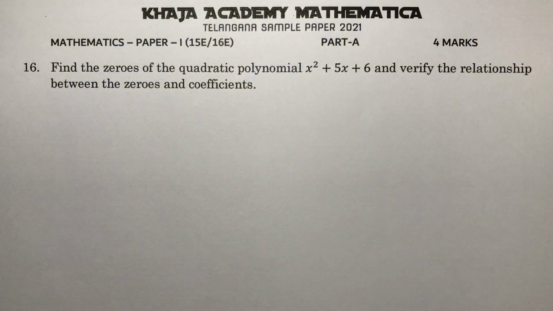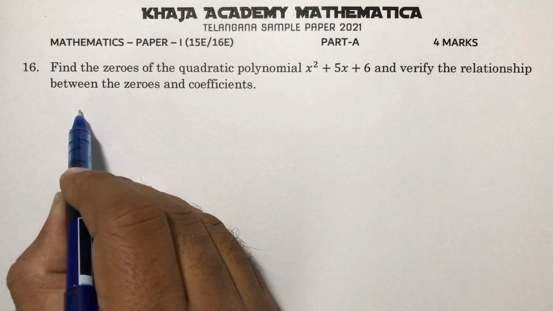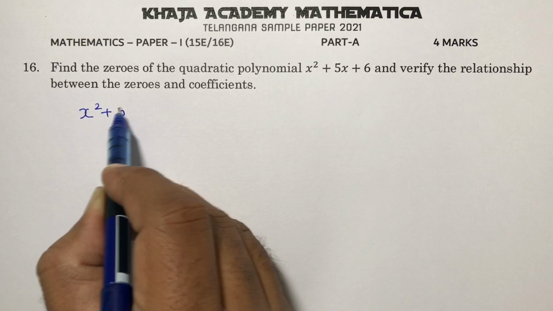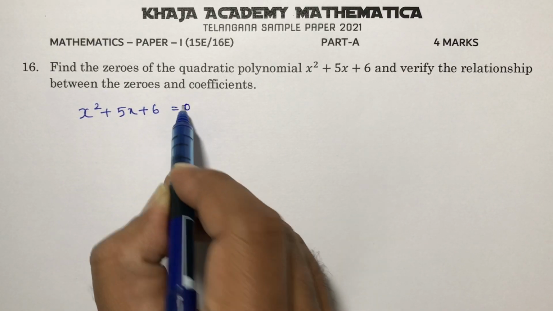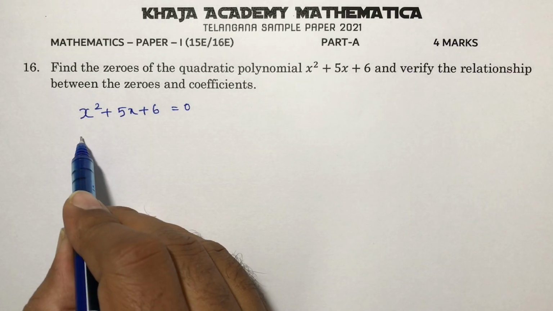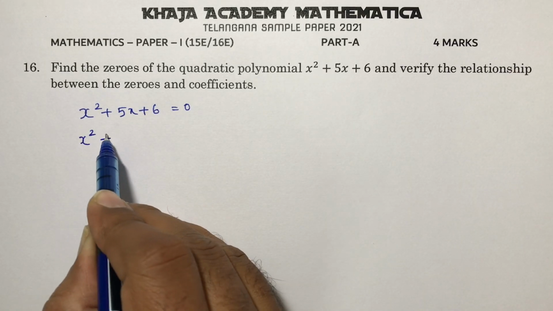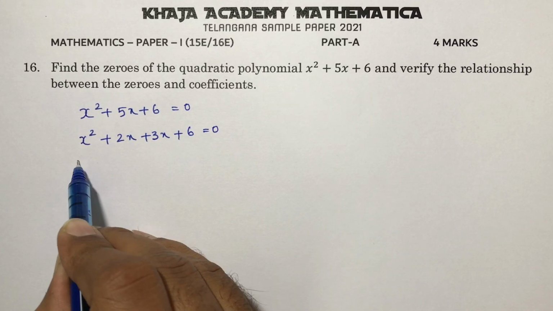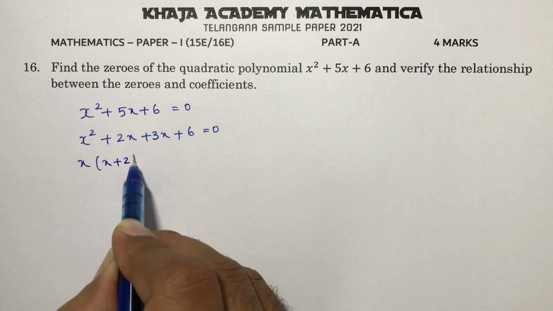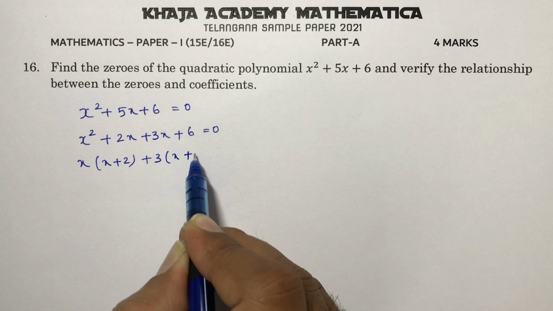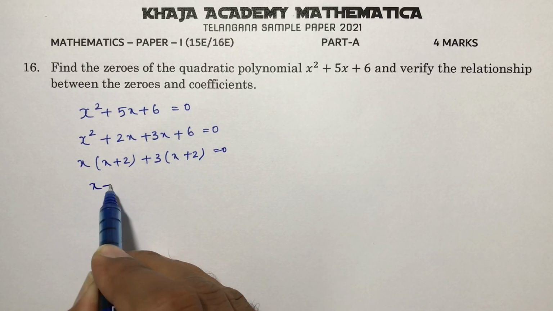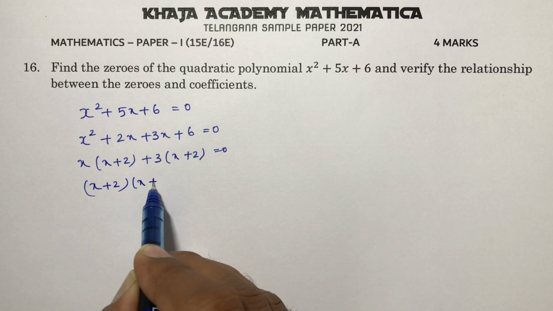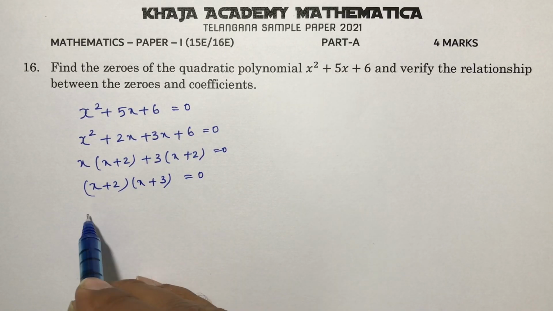Find the zeros of the quadratic polynomial x square plus 5x plus 6 and verify the relationship between the zeros and coefficients. First find the zeros of the polynomial. x square plus 5x plus 6 equals 0. So here if we split the middle term, x square plus 2x plus 3x plus 6 equals 0. Taking x common and 3 common, x plus 2. So (x plus 2) into (x plus 3) equals 0.